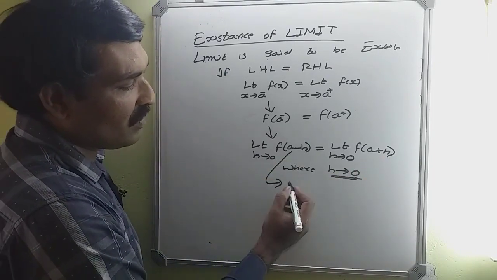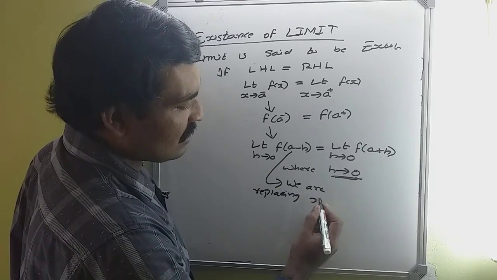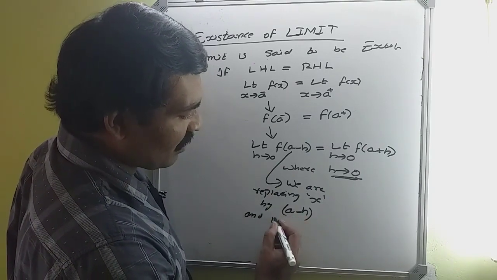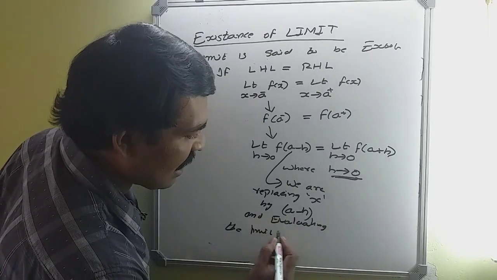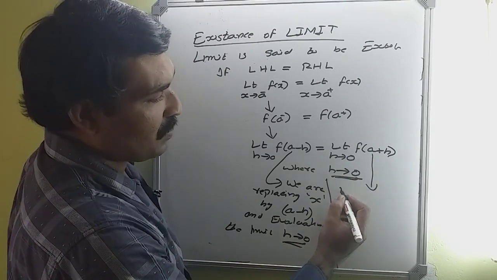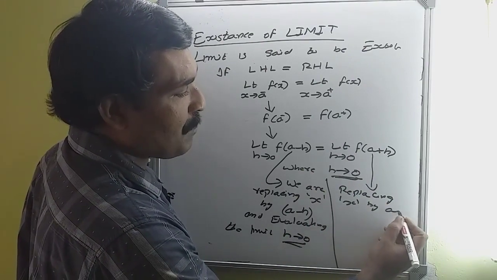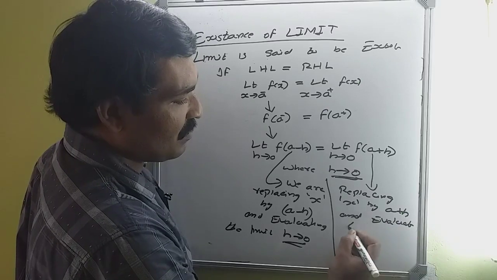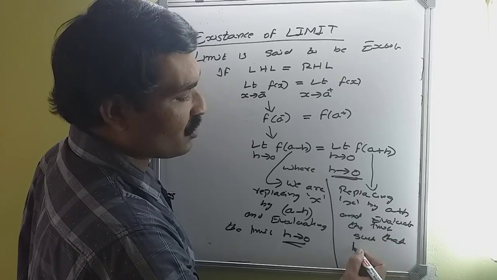Here what we are doing is replacing x by a minus h and evaluating the limit as h tends to 0. Here what we are doing is replacing x by a plus h and evaluating the limit such that h tends to 0.